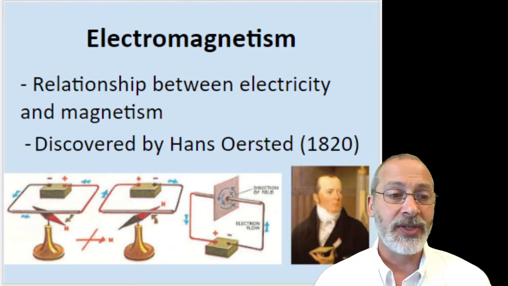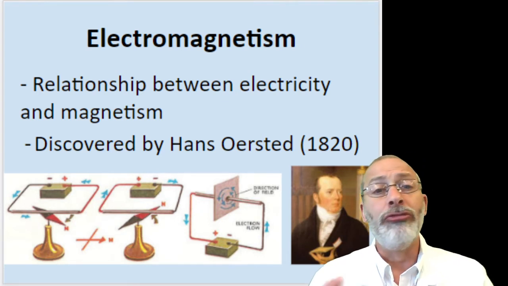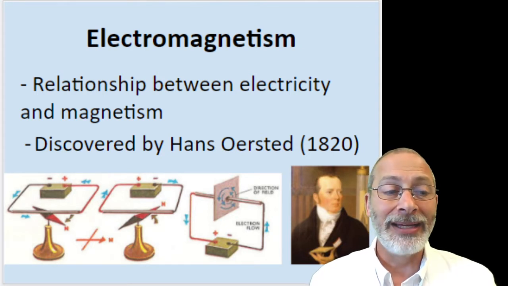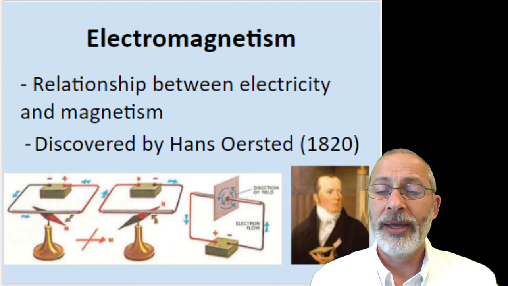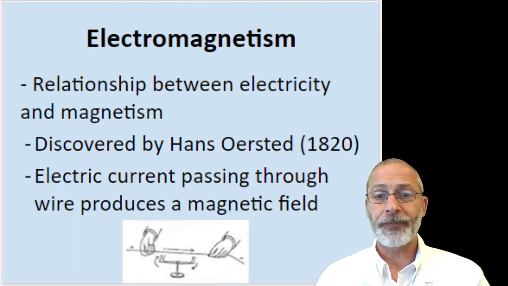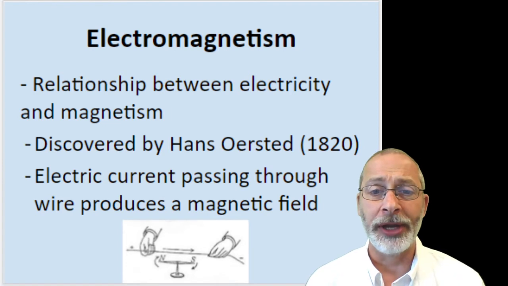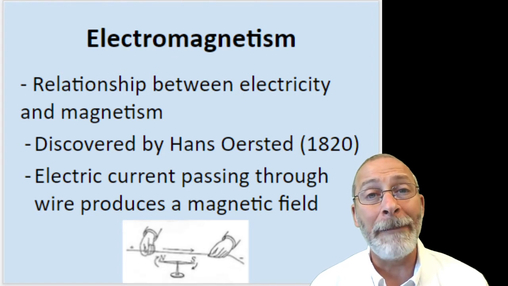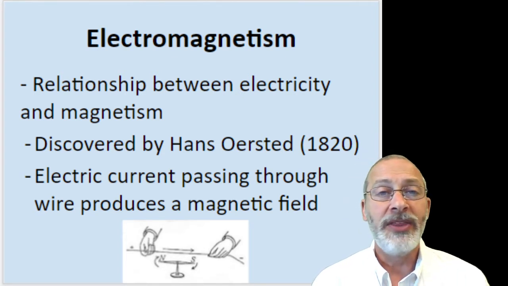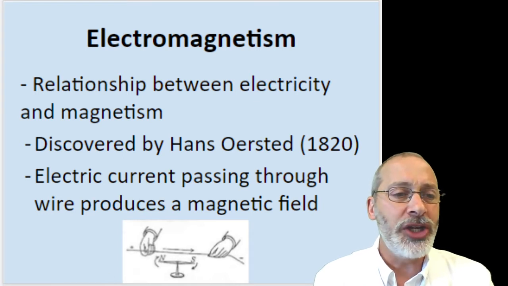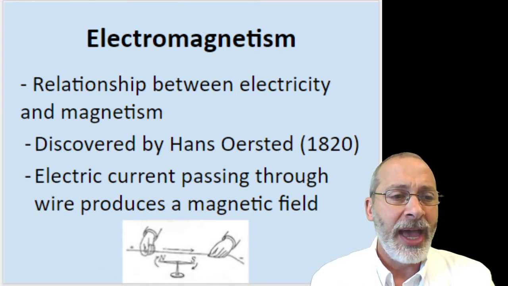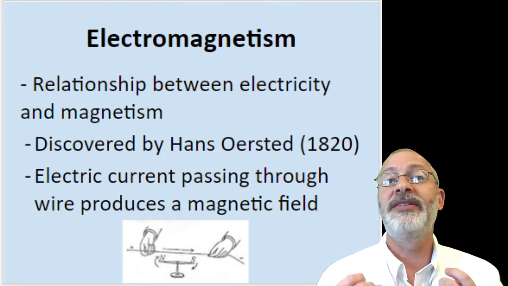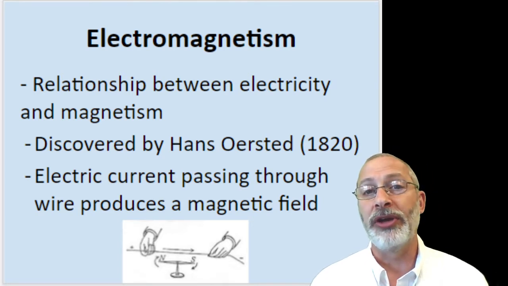But Hans Ørsted discovered this relationship between electricity and magnetism by making some simple observations here. He passed an electric current through a wire and discovered that it produced a magnetic field. This simple observation, this simple experiment has really defined the modern technological future that we experience today.